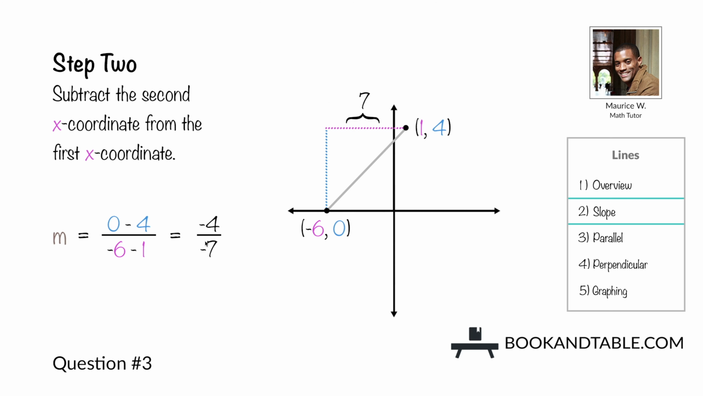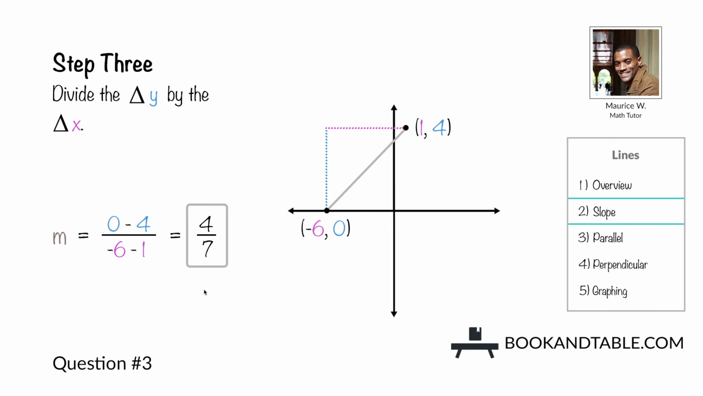We divide a negative by a negative, we wind up with a positive. So step 3, we divide the change in y by the change in x. We get +4/7. The second point is above the first point, so this line does have a positive slope, as we were expecting.